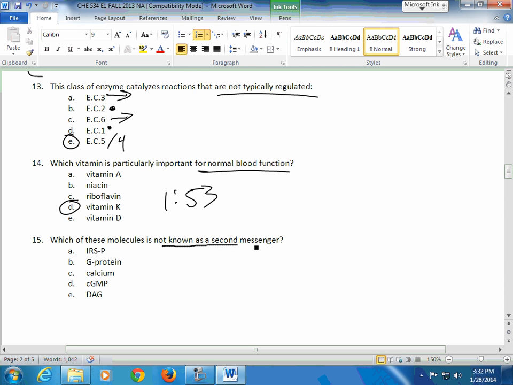Which of these molecules is not known as a second messenger? So off the bat, these bottom 3 are all your classical second messengers. Cyclic AMP is another one. IRS-P works as a second messenger in the insulin pathway. G protein is more of an amplification role. So G protein activates cyclic AMP, so it's not a second messenger itself. So that's the answer.